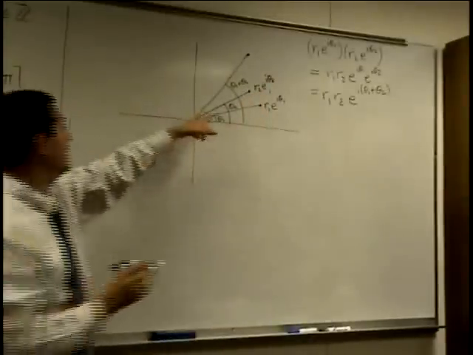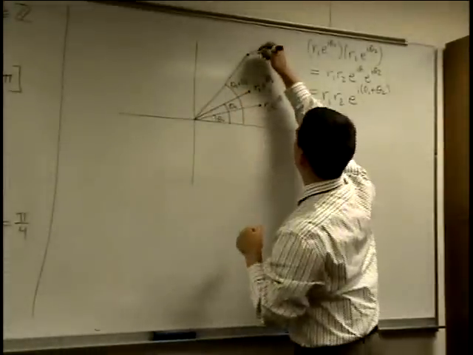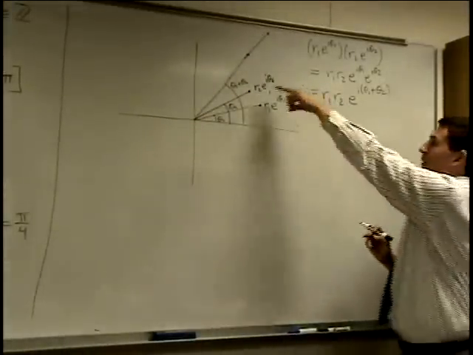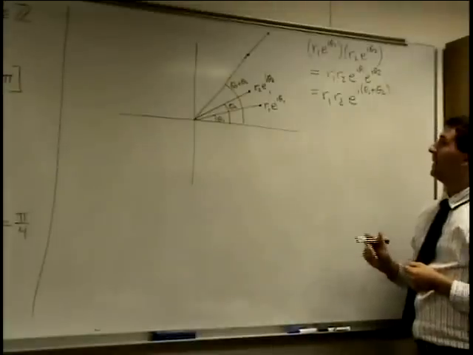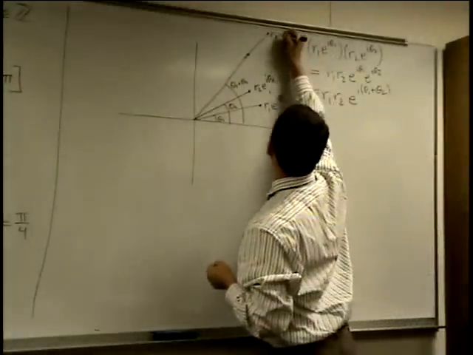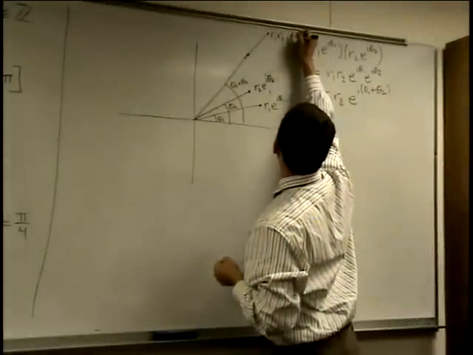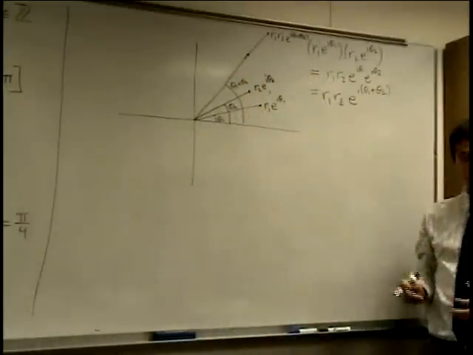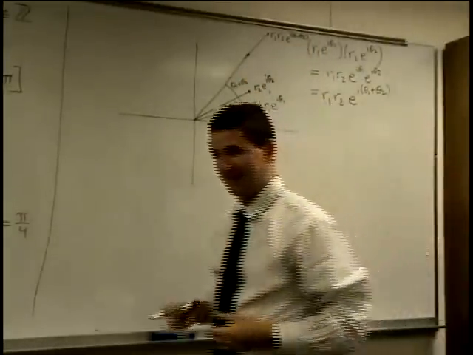And then the length, well, I have to multiply R1 and R2, so this might have to go out quite a bit. Who knows? Depends on how big R1 and R2 are. And so this then would be R1 R2 e to the i (theta 1 plus theta 2). That's a much easier way to multiply it, I think, right?